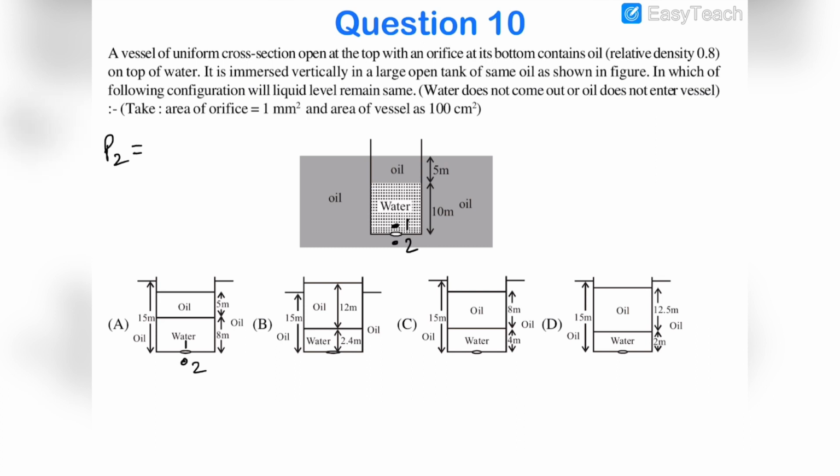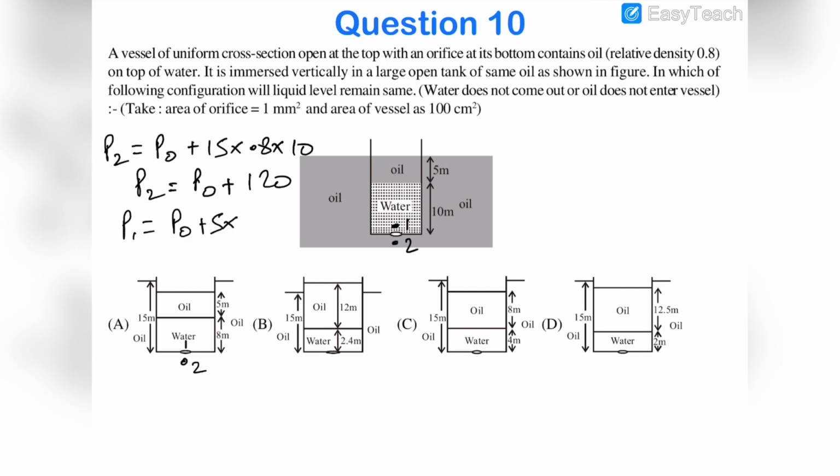The pressure at point 2 is equal to P naught plus 15 rho g. Rho is 0.8 and g is 10. So P2 is equal to P naught plus 120. And the pressure at point 1, P1, is equal to P naught plus 5 into 0.8 into 10 plus 8 into 1 into 10. So this is 40, and this is equal to P naught plus 120. So in the first configuration, the pressure inside and outside is equal, so water will not leak out.